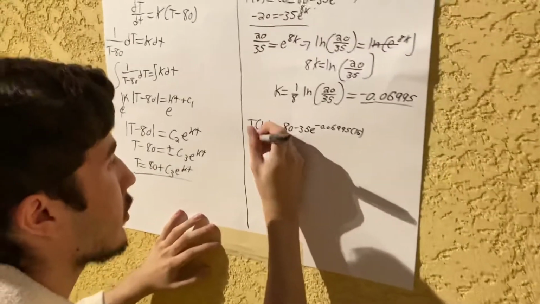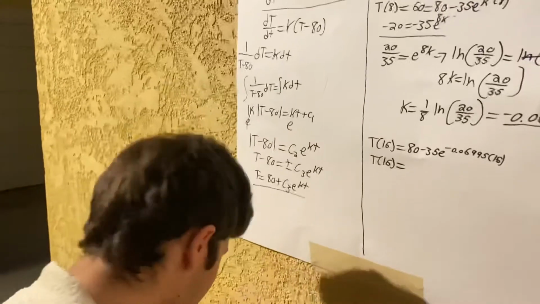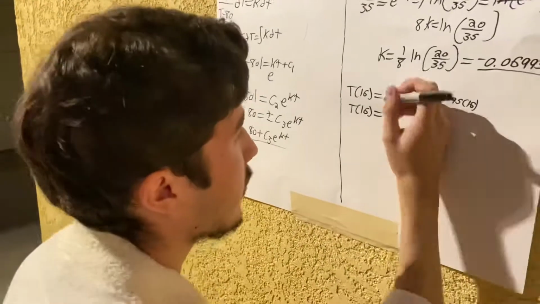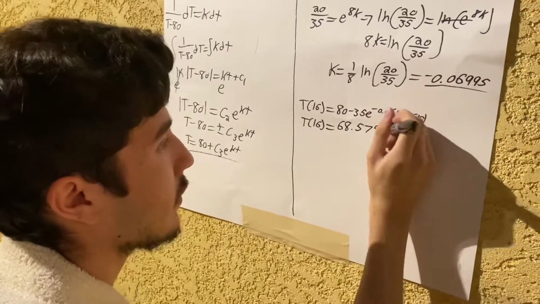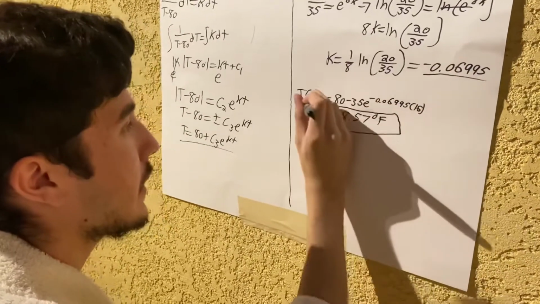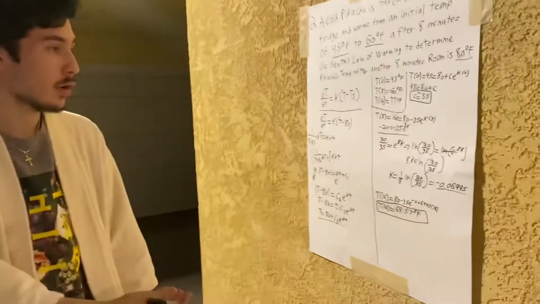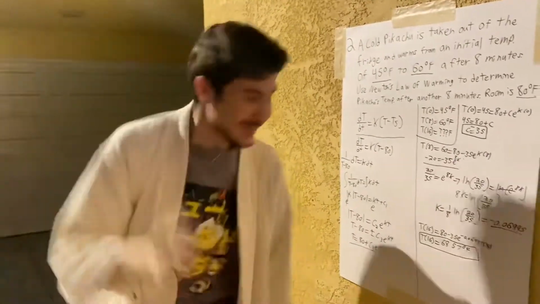And that is all going to be equal to, let me get my calculator again. That's going to be equal to 68.57 degrees Fahrenheit, which will be Pikachu's temperature after 16 minutes. And we know all this thanks to Newton's law of cooling and separable differential equations. I did it. I want to get a shirt.